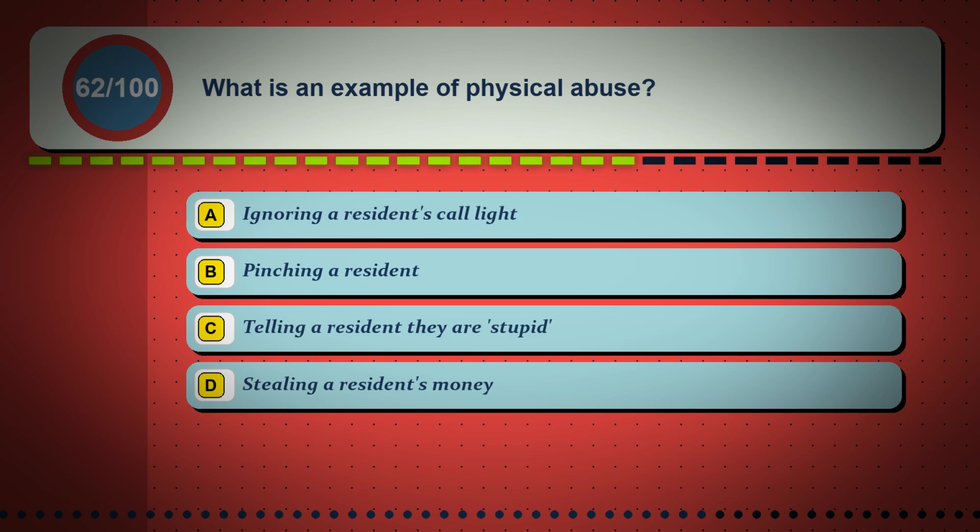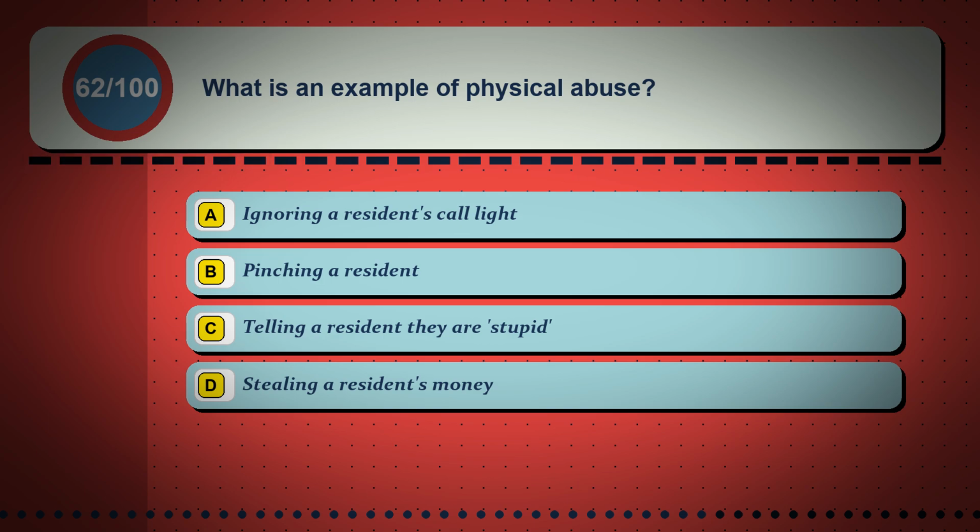Option A. Ignoring a resident's call light. Option B. Pinching a resident. Option C. Telling a resident they are stupid. Option D. Stealing a resident's money.